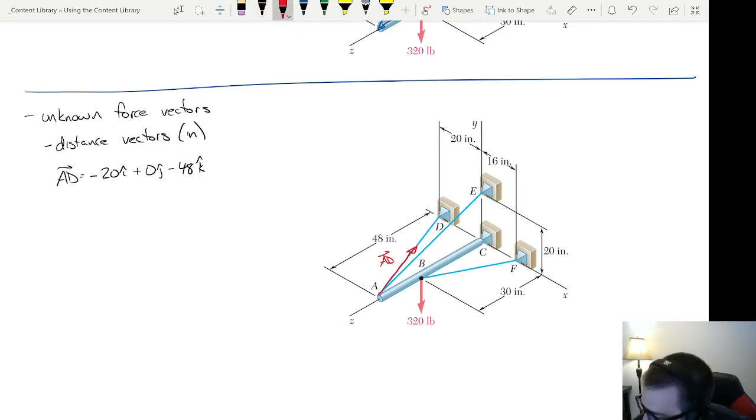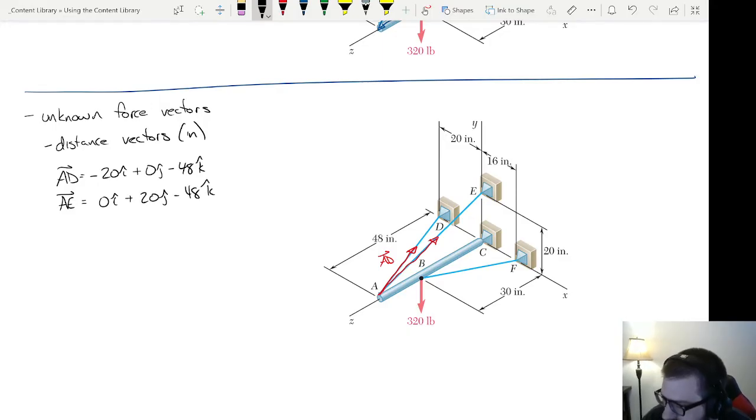Okay, the next thing we're going to need is an AE. We're going to need a vector like that. That one is going to have values in the y-axis, but not along the x. So AE. So this one's going to be 0i plus 20j minus 48k. Again, they're both minus 48 because they both go from A to the wall. So I think that should be pretty straightforward.